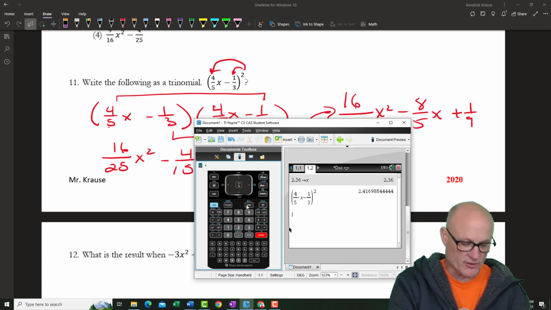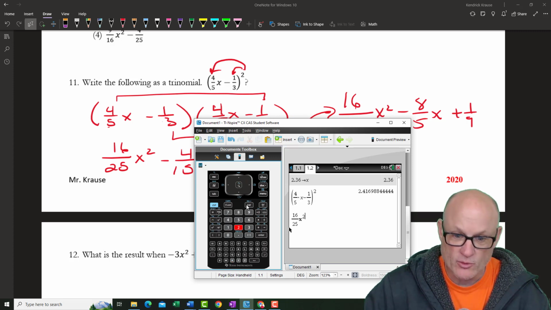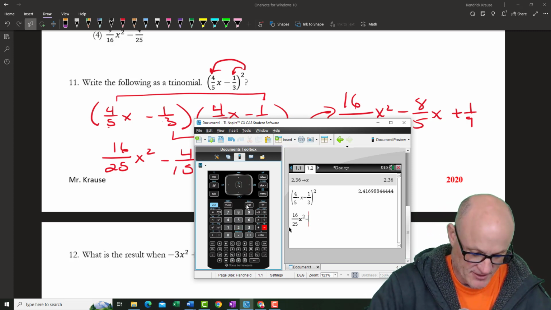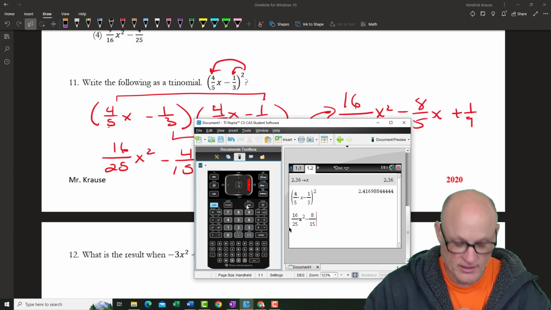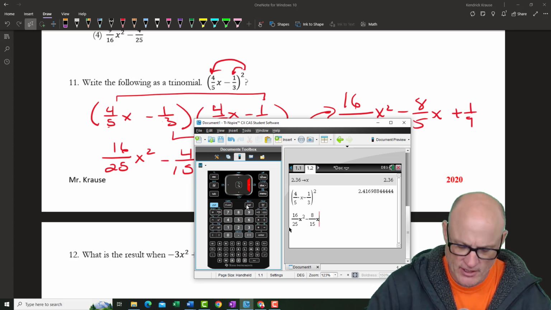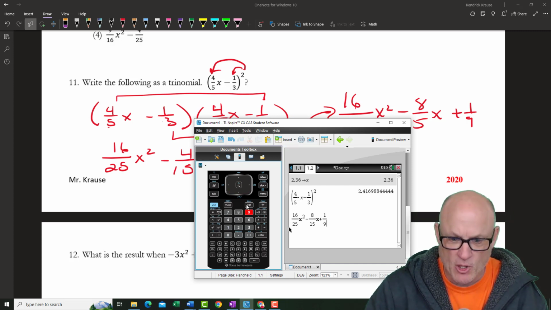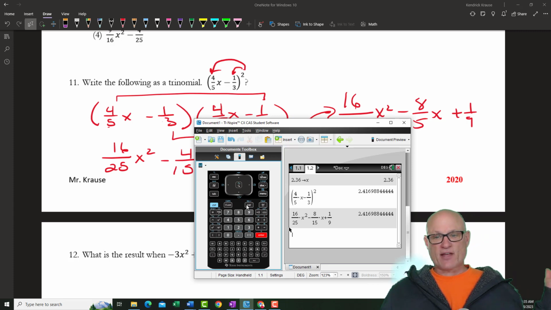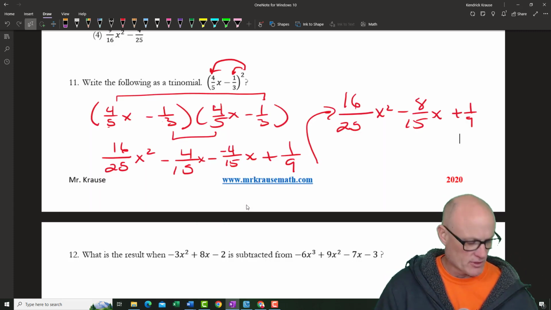So you get some stupid answer. And then we're going to type in our answer. Control division 16 over 25x squared. Control division 8 over 15x. And then plus control division 1/9. Now I'm hoping I get the exact same decimal. I checked it. I know I got that one correct. All right. So we're done with 11.